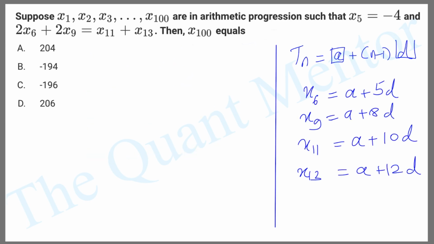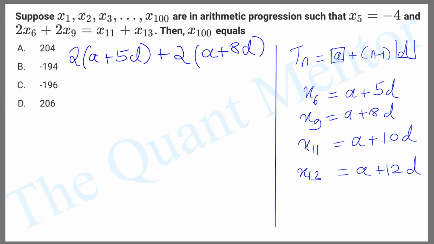And these values of x6, x9, x11, x13 we will substitute in this particular equation. We will write twice of x6. x6 is a plus 5d, plus twice of x9. x9 is a plus 8d, is equal to x11, that is a plus 10d, plus x13, that will be a plus 12d.